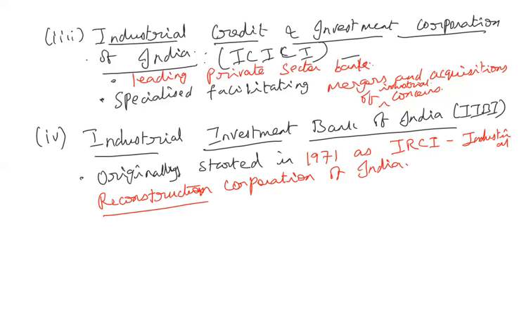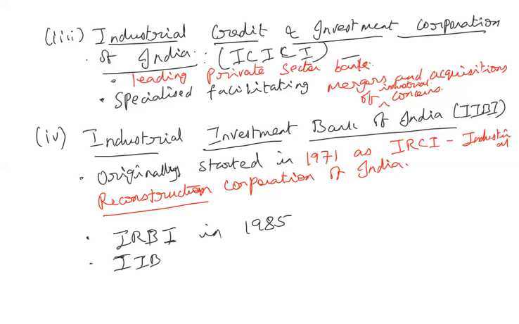So for that purpose, the government wanted to establish one financial institution. So it was 1971, IRCI was incorporated, that is Industrial Reconstruction Corporation of India, then converted into IRBI, that is Industrial Reconstruction Bank of India. It expanded its role to the banking activities also. Originally it was only for reconstruction. Later on it entered into the banking activities also. So it was turned into IRBI in 1985. Then afterwards it became the investment banker also.